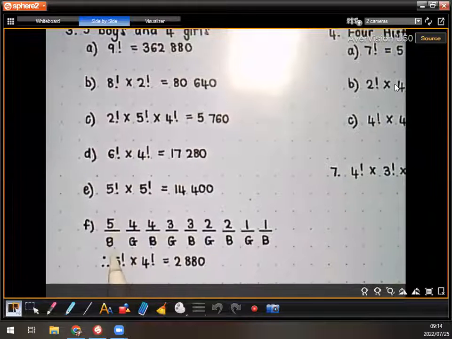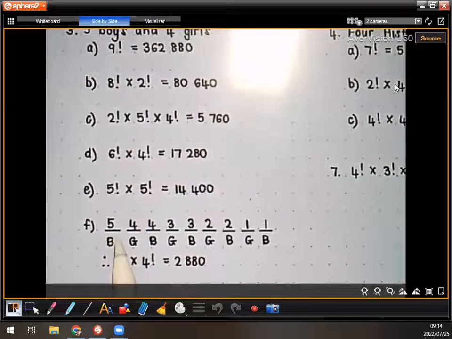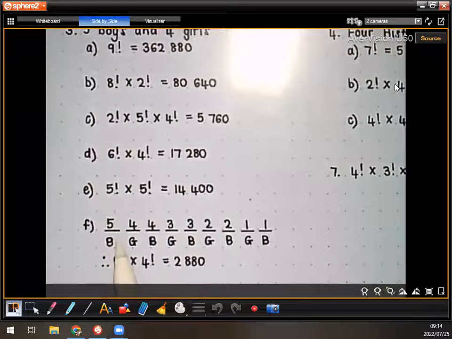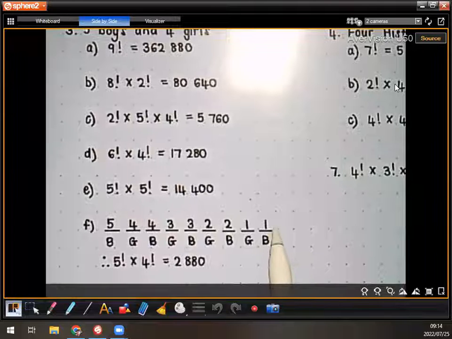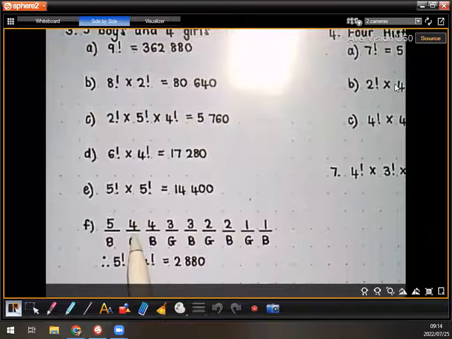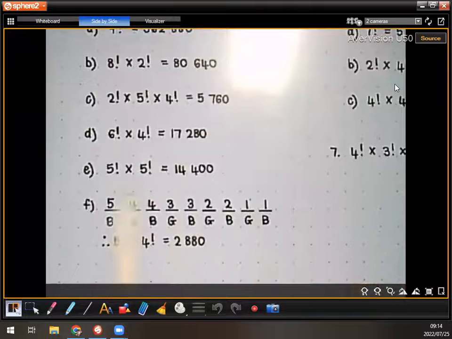So then I just filled in if the first seat has to be a boy, there are 5 options for that seat. All right, then for the next boy seat, there will be 4, and then 3, and then 2, and then 1. Okay, so the first girl seat, there are 4 girls, so there are 4 options, and then 3, and then 2, and then 1. So if you just look at the actual numbers there, that's actually 5 factorial times 4 factorial.